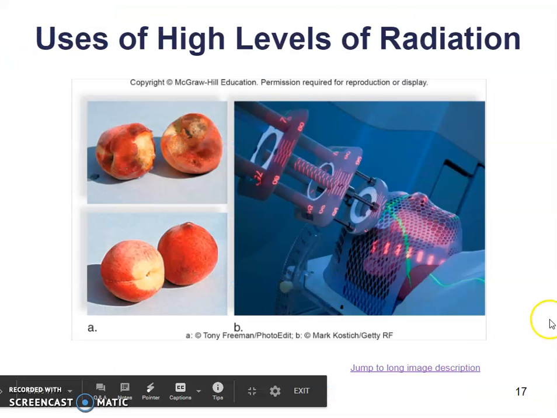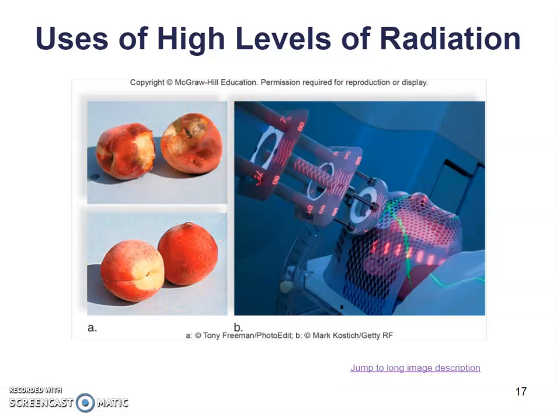High levels of radiation are sometimes used on our food sources, such as these peaches on the left side of your screen. Okay, high levels of radiation are exposed to those fruits and vegetables to kill bacteria and fungi that live on the surface of those fruits and vegetables, and this helps preserve them so that they don't go bad as quickly. High levels of radiation are also used in medical treatments, such as cancer treatment. Here on the right side, we see someone having a radiation treatment done on their brain.